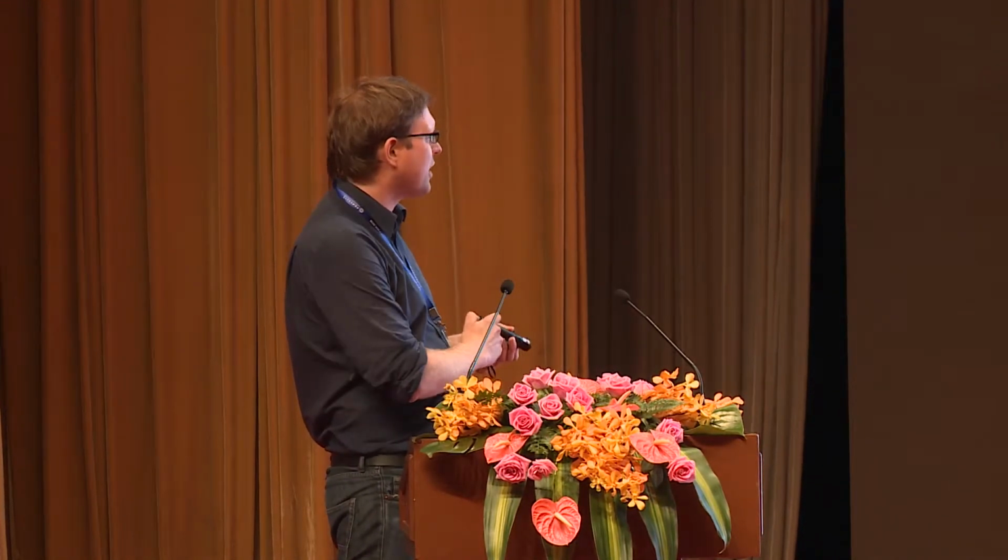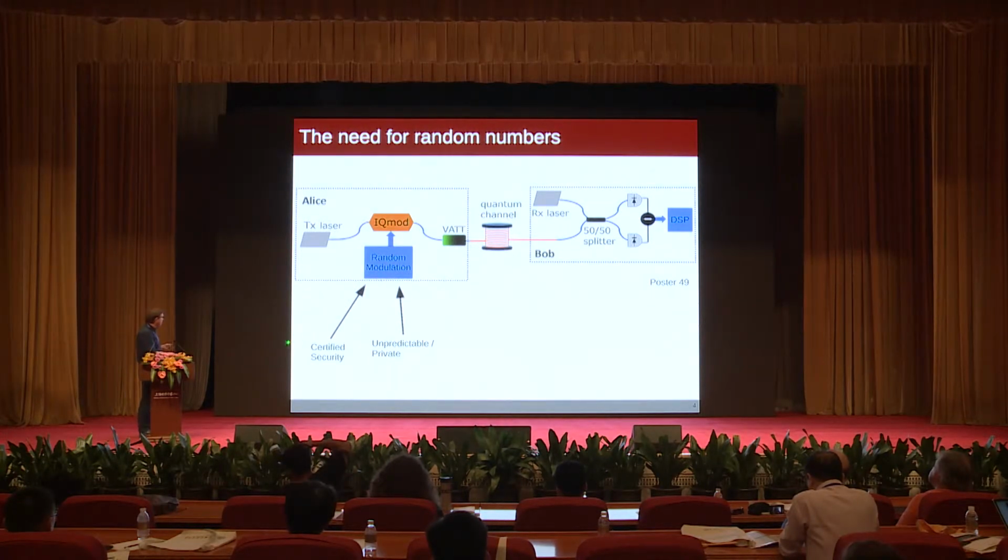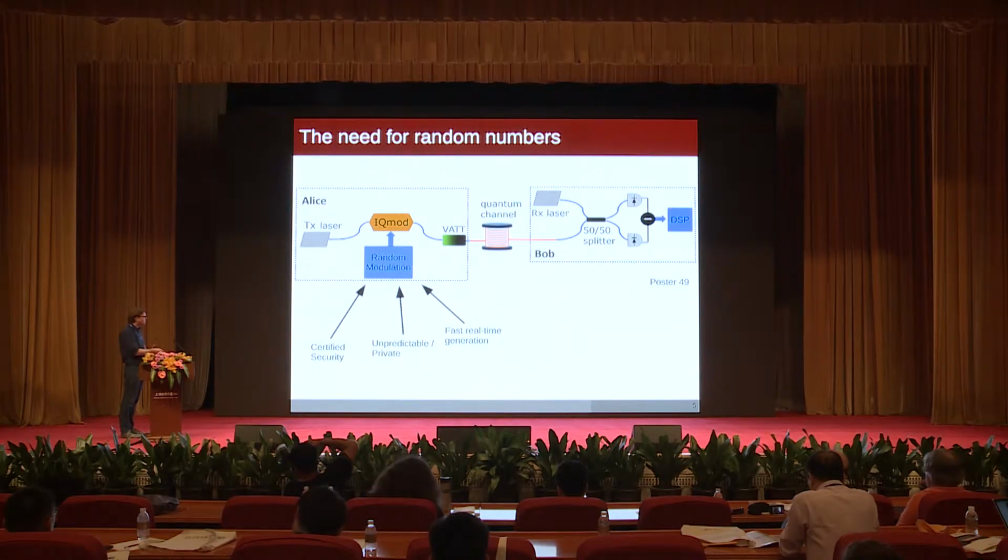The randomness of these random numbers is super important, because if they are not random, we cannot do quantum key distribution. So what we need is certified security of these random numbers. We need to trust them. But we also need that they are unpredictable, that they are private, that nobody else knows them. And we also need fast real-time generation.